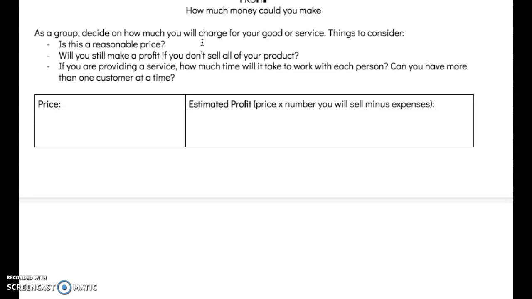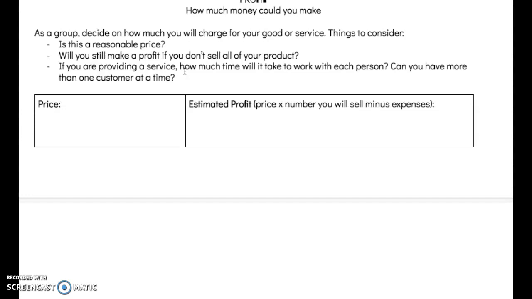What's a reasonable price? You need to think, are you going to make a profit even if you don't sell all of your product? So if I made 40 bath bombs and I only sell 30 of them, will I still be able to make a profit with the price that I've set?